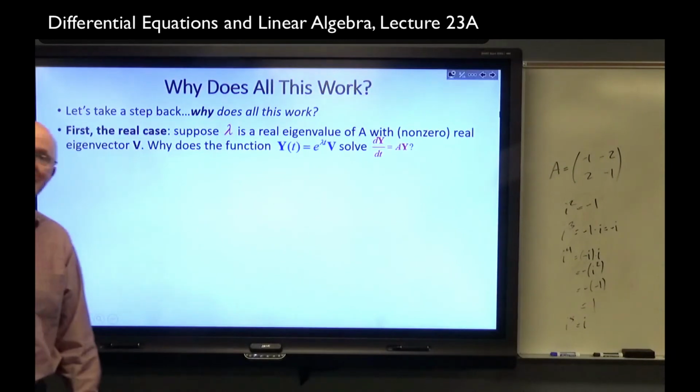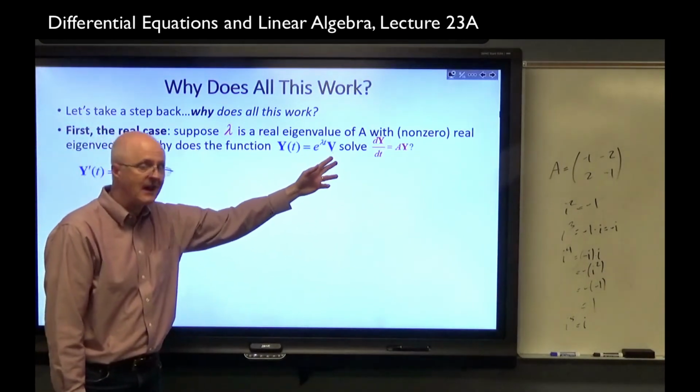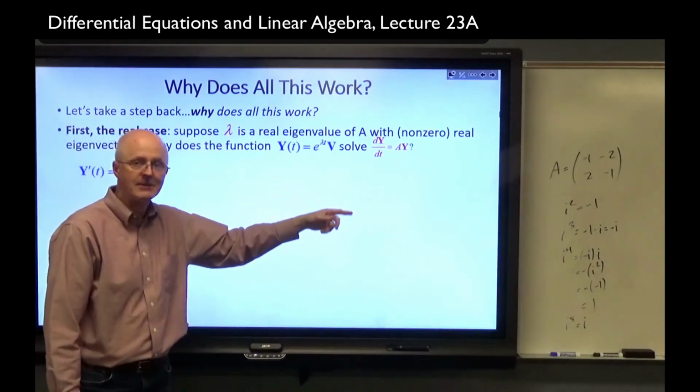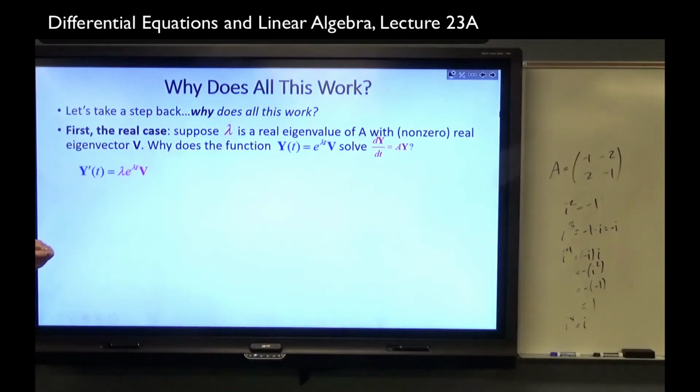Well, as always, left-hand side equals right-hand side. Check it. Here's the left-hand side when you substitute, because of the chain rule. Differentiate this. v is constant, lambda is constant. The v stays as is. Differentiating e to the lambda t with respect to t gives you an extra factor of lambda. There we have it.